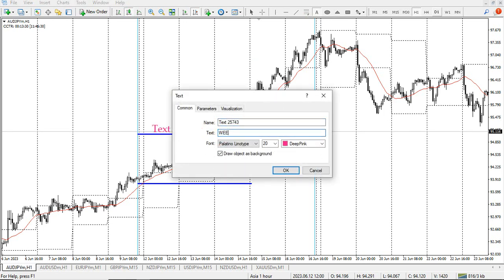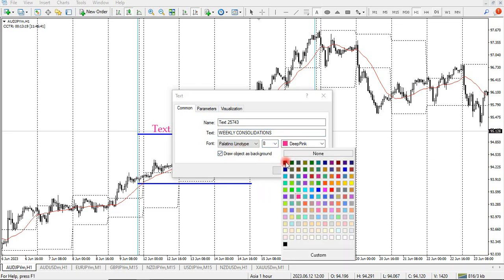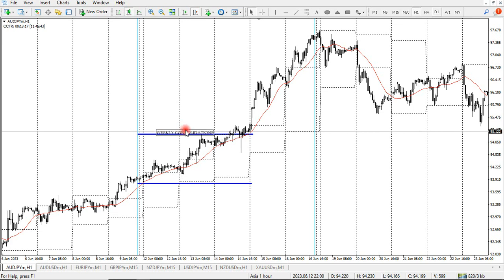Let me write this down. Weekly consolidations, okay? Weekly consolidations. This is important. I can't emphasize this enough. Monday and Tuesday will make our weekly consolidation. So we must understand how the market will behave after Tuesday has put a high or a low.